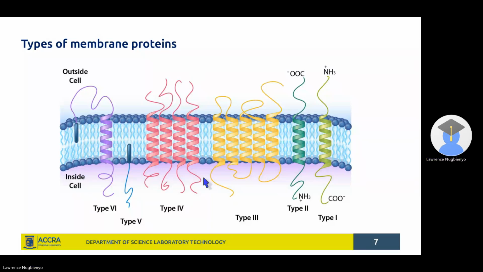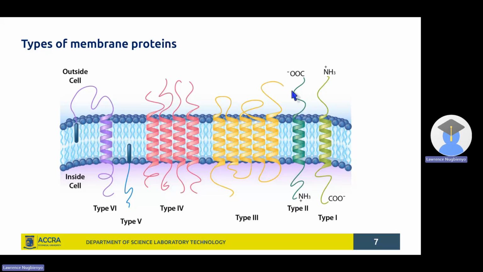Now you can have transmembrane proteins that have the C terminus in the intracellular space, in the cytoplasm. Then you have the N terminus at the outside of the cell. And vice versa, then you have type 2. So type 2 will have the opposite of type 1, where you have the N terminus in the intracellular space and the C terminus at the extracellular space.